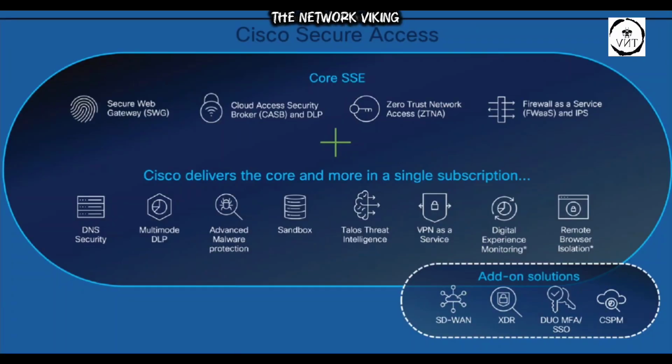All right, so taking a look at what Cisco Secure Access has to offer, we've got the core SSE components that we talked about before. We've got the secure web gateway, CASB and DLP, ZTNA, and firewall as a service and IPS. And not just that, Cisco Secure Access offers you way more than that. We've got DNS security, multimode DLP, and advanced malware protection that we saw in the client as well, right? So we've got Sandbox, Talos Threat Intelligence, VPN as a service, digital experience monitoring, and when we talk about DEM, we talk about ThousandEyes as well. We talk about remote browser isolation.